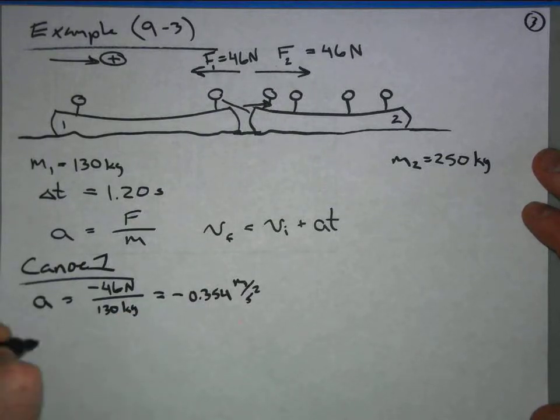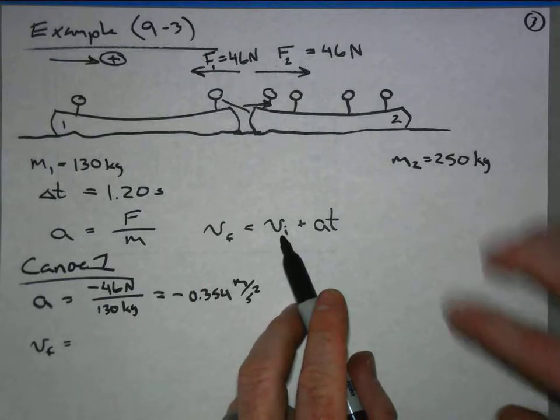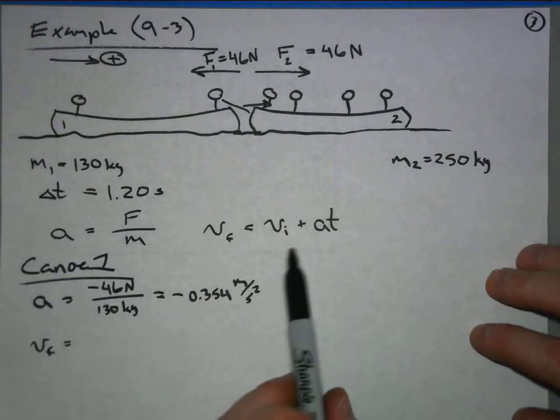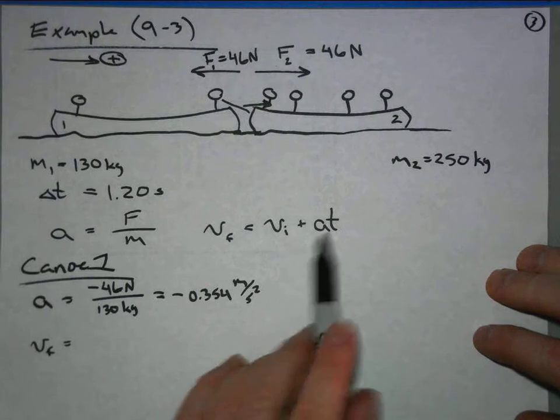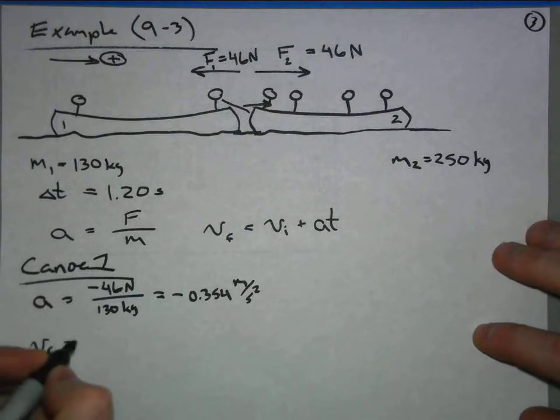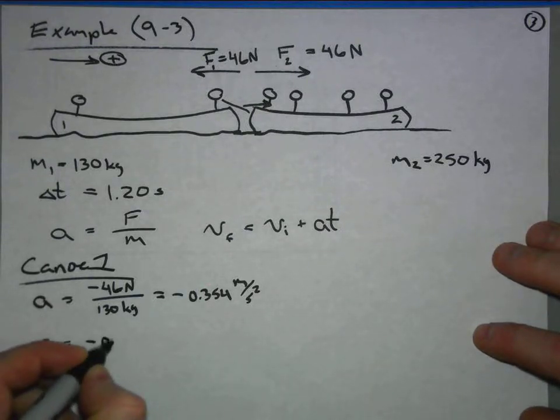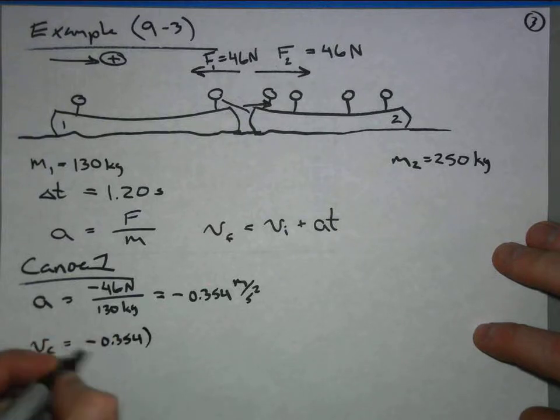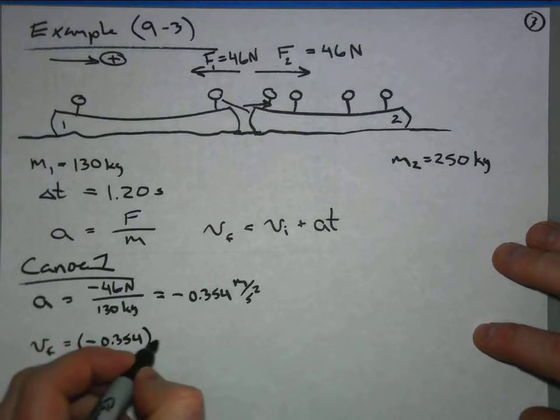Awesome. Well, from this relationship, I want that final velocity of canoe 1. And the initial velocity is 0. They were simply sitting there as they talked with each other. And so I simply need acceleration times time. So I have negative 0.354 is my acceleration, and my time is 1.2 seconds.